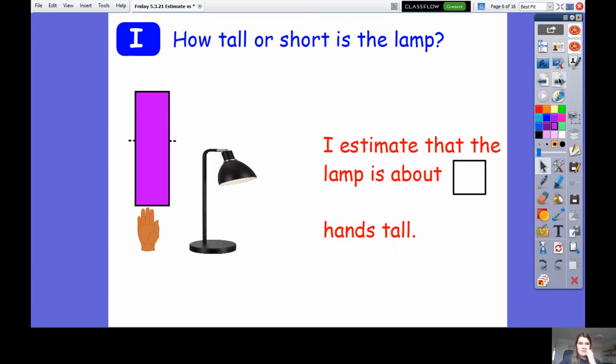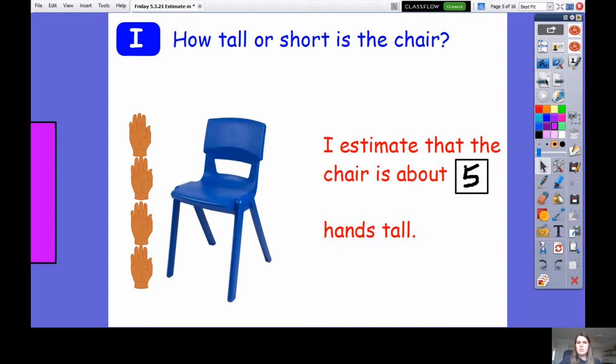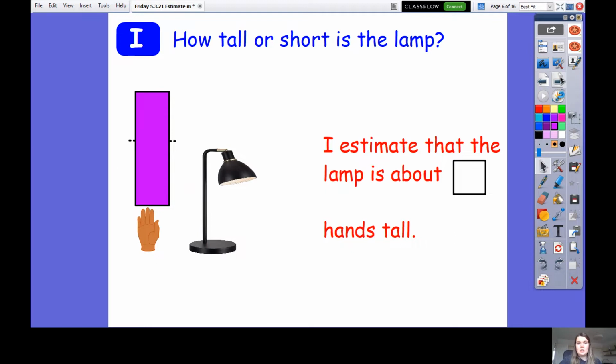So let's see if we can estimate for something else. Okay, this is a lamp. Now, if I think about how tall or short a lamp is, this is a desk lamp, okay? Now, you might have a desk lamp in your house or you might not. A desk lamp is definitely shorter than a chair. When I think about a chair, I think a desk lamp is definitely shorter than a chair. So I'm going to bear that in mind when I think about how many hands tall my lamp might be.